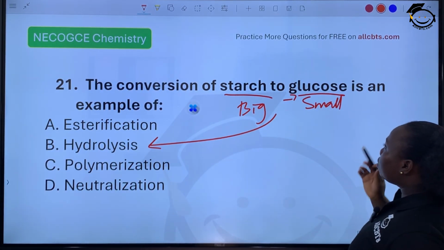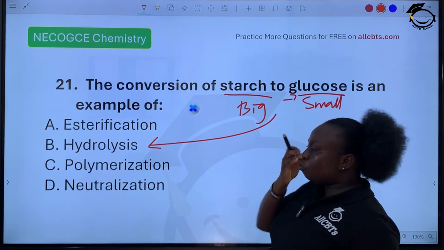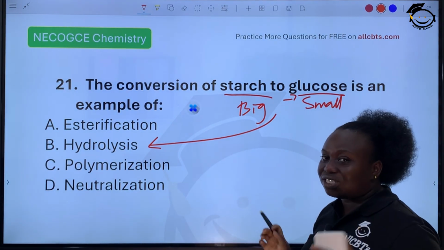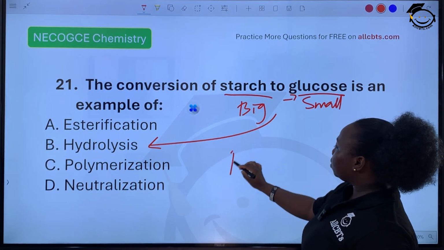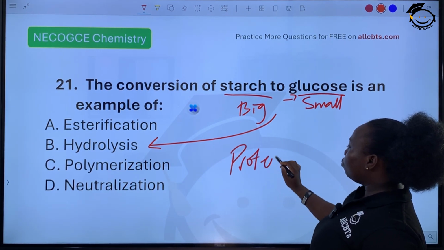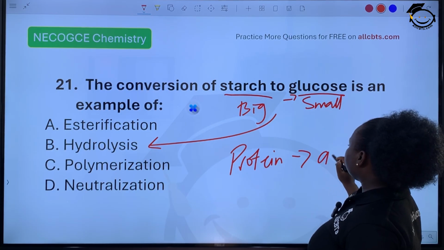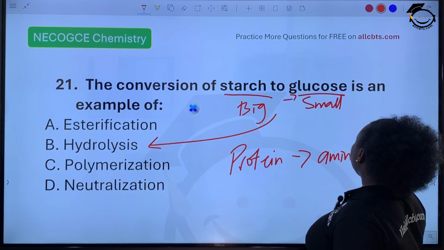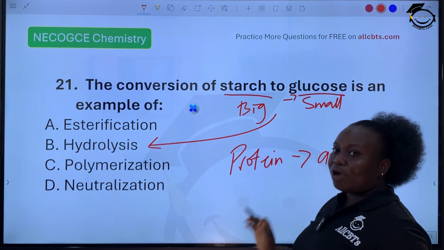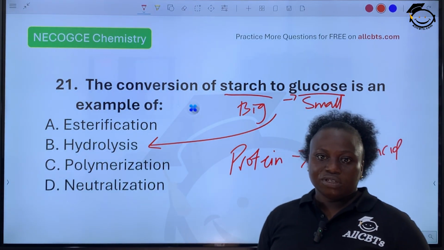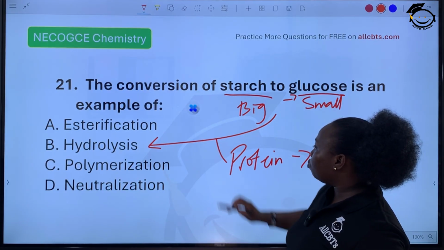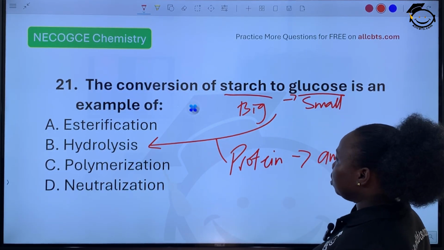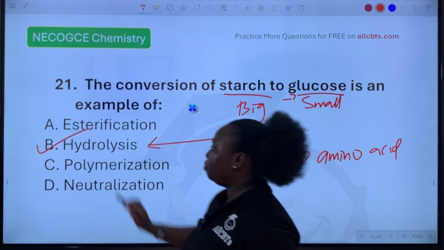That's because from starch to glucose, starch is a big molecule, glucose is the simplest molecule. For example, from protein to amino acid. You know that protein is the big one, but amino acid is the smallest bit of these particular proteins. So these processes are called hydrolysis. That's option B.